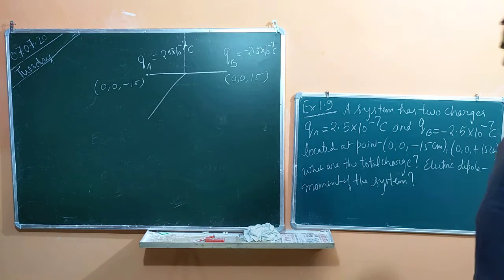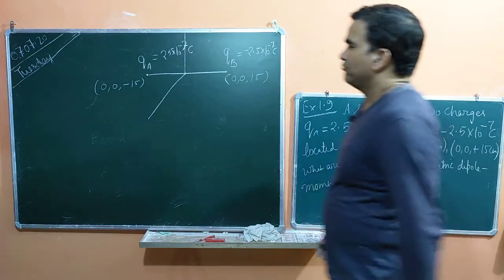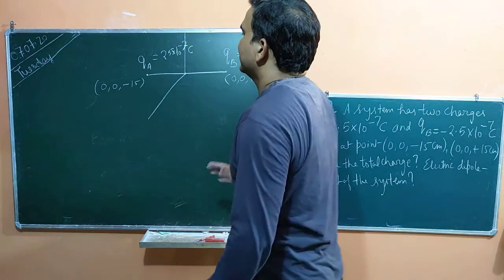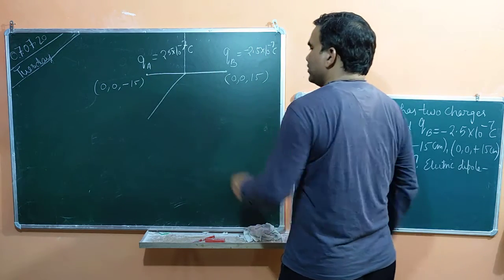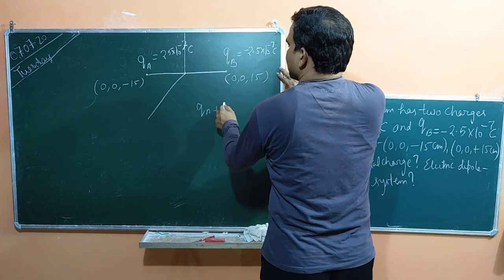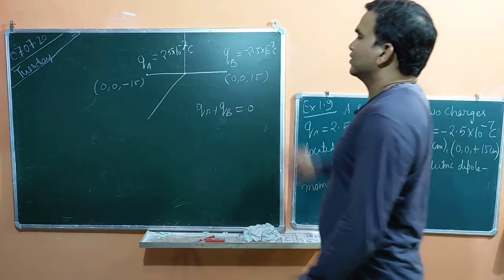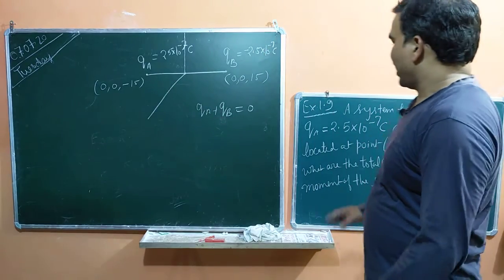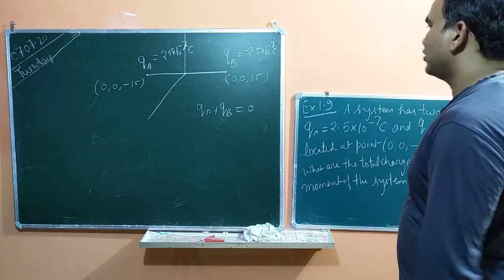Now what is being asked? What is the total charge of the system? If we are considering this set as a system, then the total charge would be QA plus QB, which comes out to be 0. This configuration is called a dipole, and we have a formula for the dipole moment of the system.